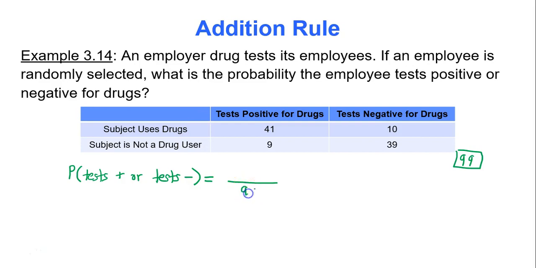So out of 99 people, how many tested positive, how many did negative? Well, 41 and 9, those are my positive results. What about my negative results? 10 and 39, those are my negative. So we actually have everything. We have 41 plus 9 plus 10 plus 39. The results are all either positive or negative. So you get 99 over 99, which is 1.